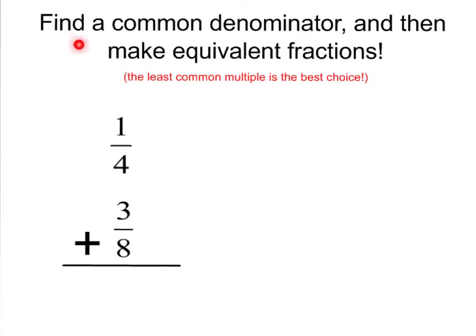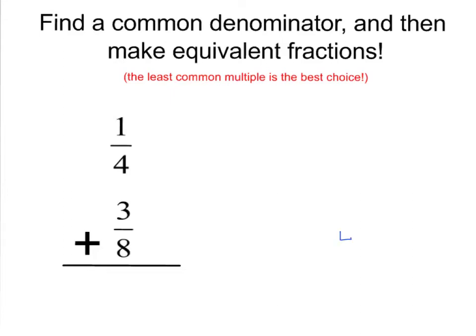So what we're going to do is find a common denominator and then make equivalent fractions. The best way to do it is to find the least common multiple of your denominators. So let's look at our denominators. I have 8 and I have 4. Well, if I count by 4s, I can definitely get to 8. So I'm going to let 8 be my common denominator.